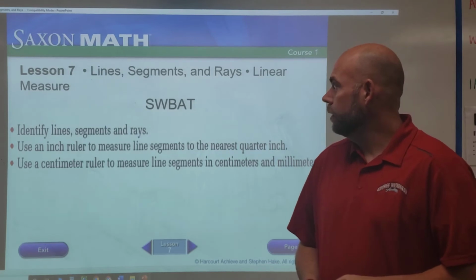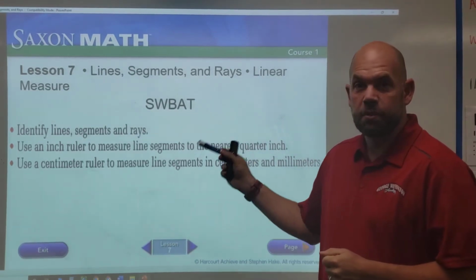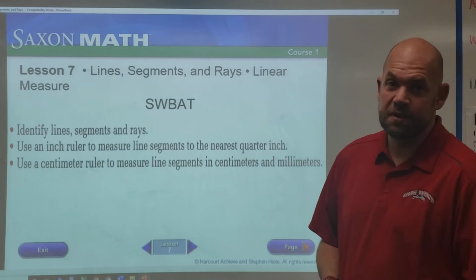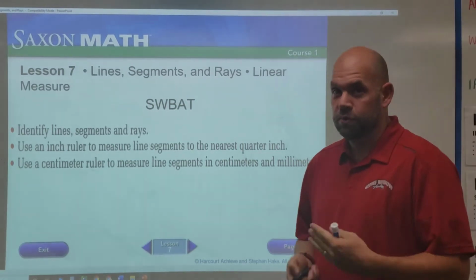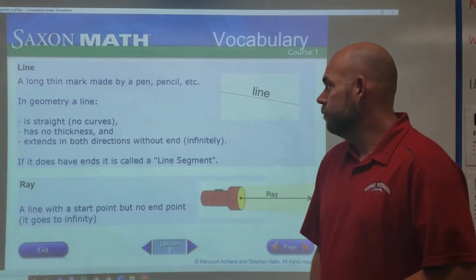Today we're going to do our Saxon math lesson number 7. This has to do with lines, segments, and rays. Alright, so we're just doing measurements. This is a bit of a review for most of you.